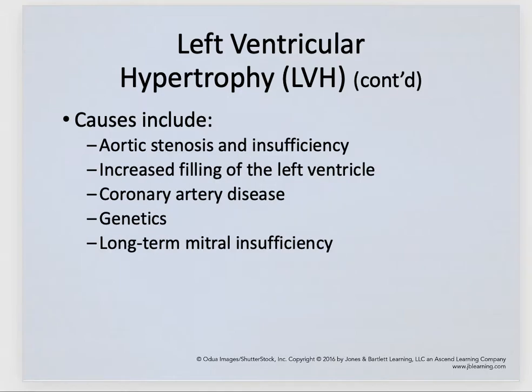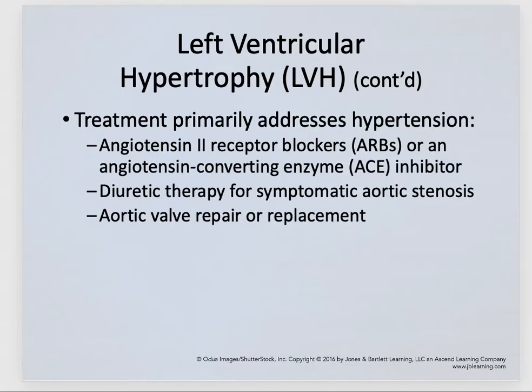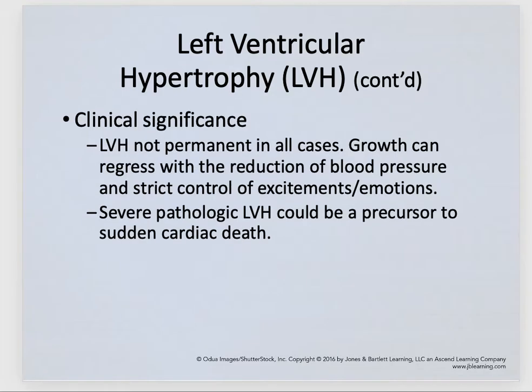It's not good. So hypertension is linked with aortic stenosis, increased filling of the left ventricle, CAD, coronary heart disease. Basic genetics can be a trigger, and mitral valve insufficiency. The best way to treat this is medicine: an angiotensin II receptor blocker or an ACE inhibitor. These are medicines. A diuretic, which you know is a water pill, or they can go in and do an aortic valve repair for the stenosis.